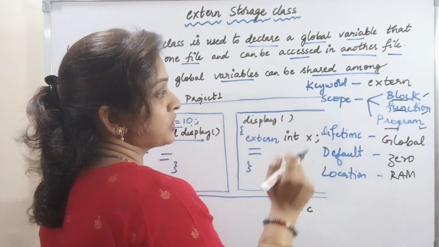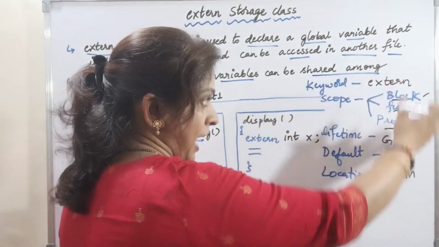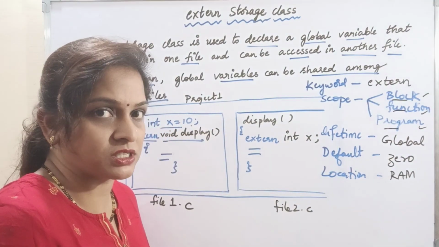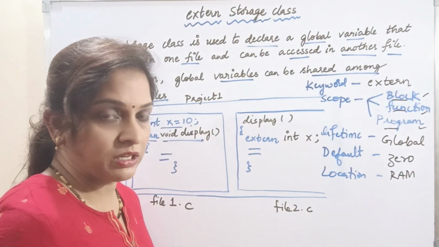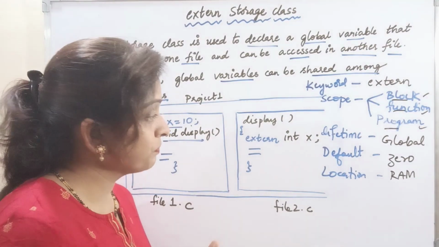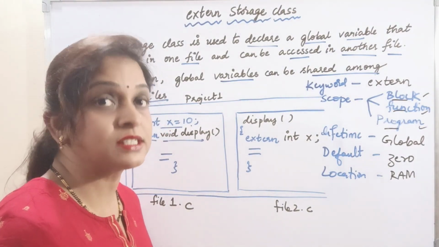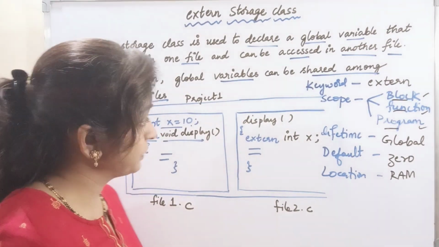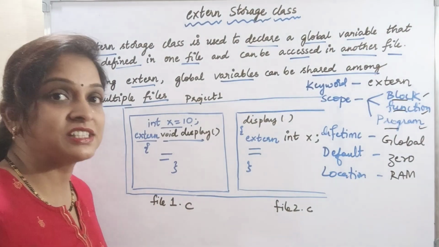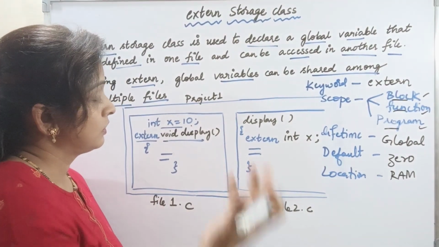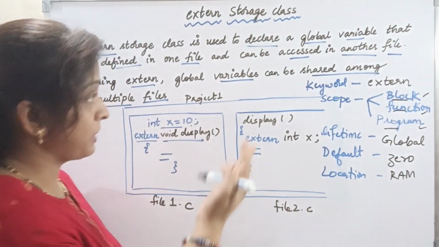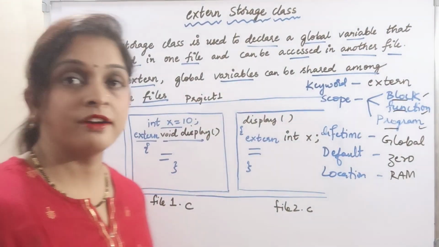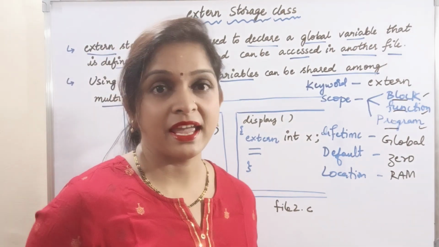The keyword is extern. Scope: where is it accessed? Throughout the program. The lifetime: throughout the program, it is available. The default value is 0, and the location where we store this external variable data is the main memory. Now let us understand how we can access this external data between files. The main purpose of extern is accessing data across different files. Let us understand with a programming example.